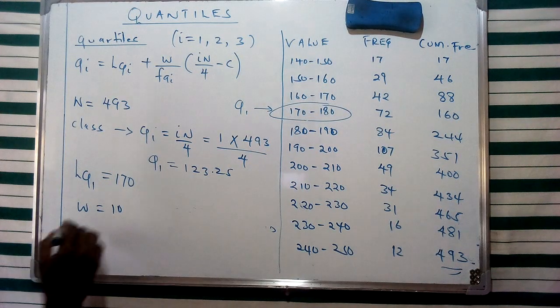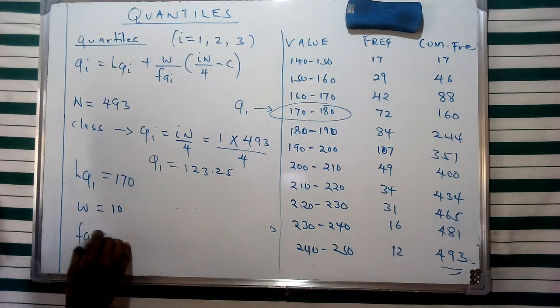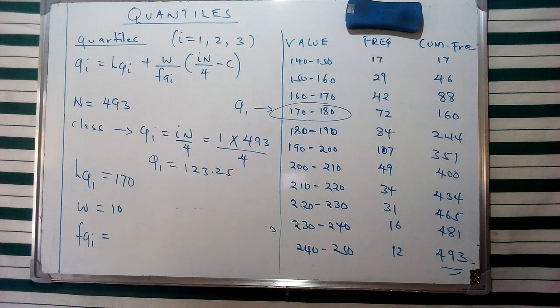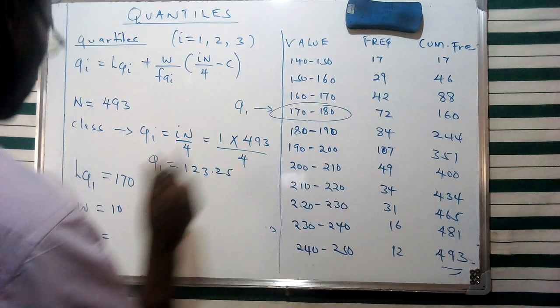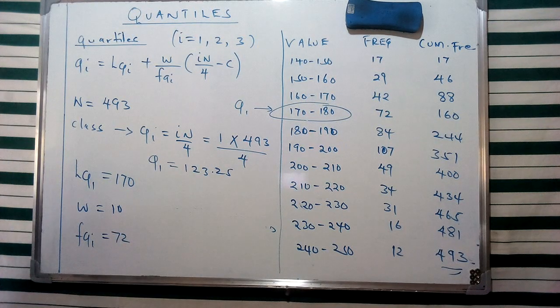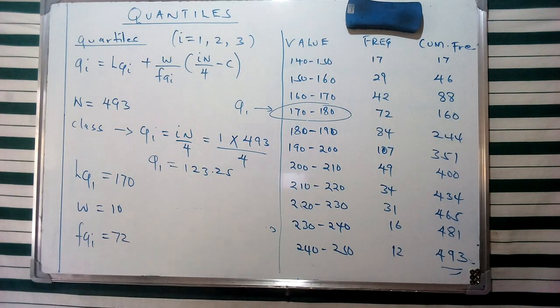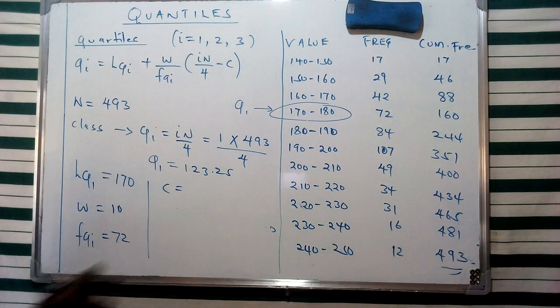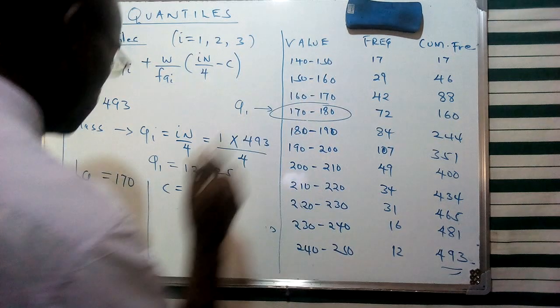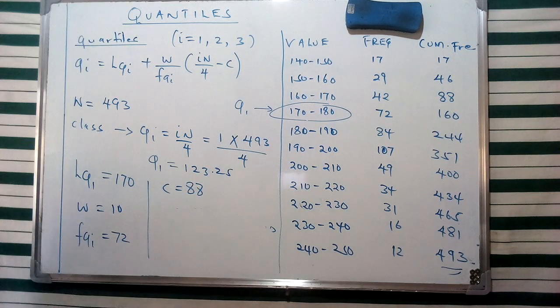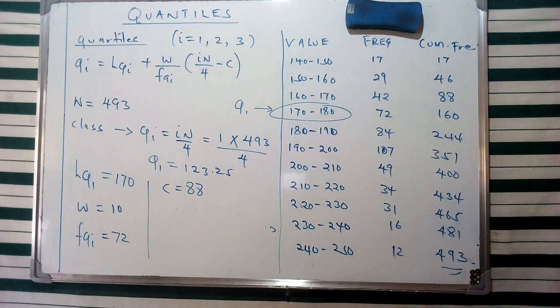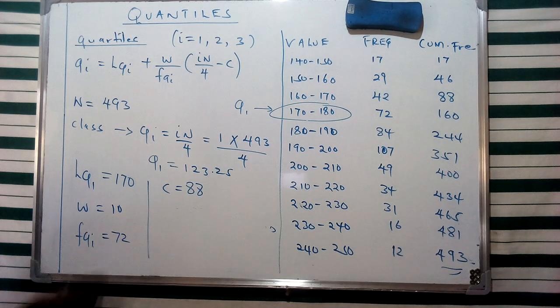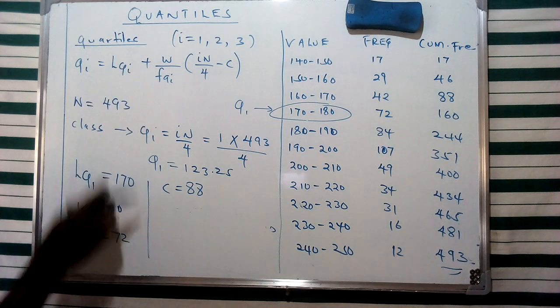And then we shall have the frequency of the first quartile class, which is a value of 72. And then we shall have another value, the cumulative frequency preceding the first quartile class, which is going to be 8. Therefore, for us to find the first quartile, we shall substitute these particular values in this formula.